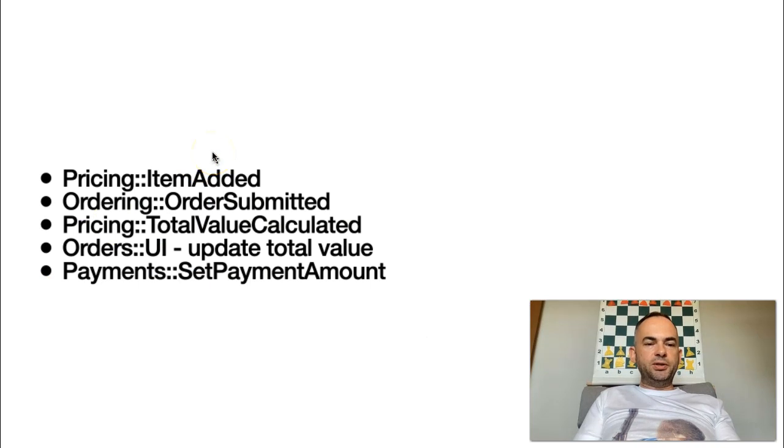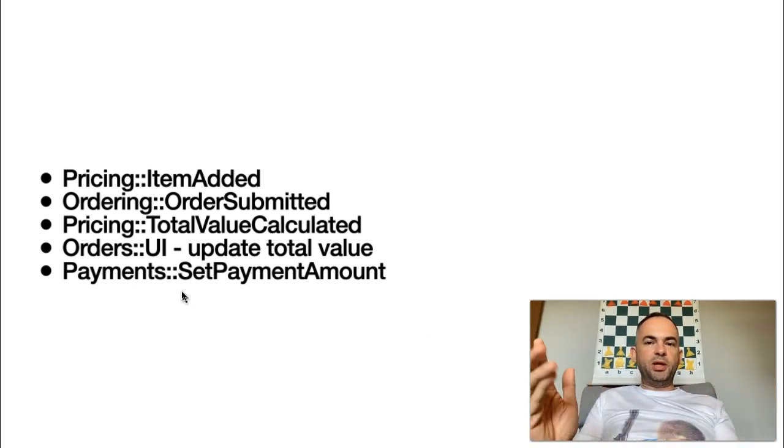So the flow here is like this. The module called pricing, before this, we've set the product prices, so the pricing module knows about it. And then we inform that an item was added to the order. And when the order is submitted, the ordering publishes an event. This results in a command to pricing to calculate the total value. And the pricing then calculates the total value and publishes an event. And the orders UI updates its total, and the payments too. So there are 2 clients of this event, the UI and the payments module. And with this, we can have this whole flow working.